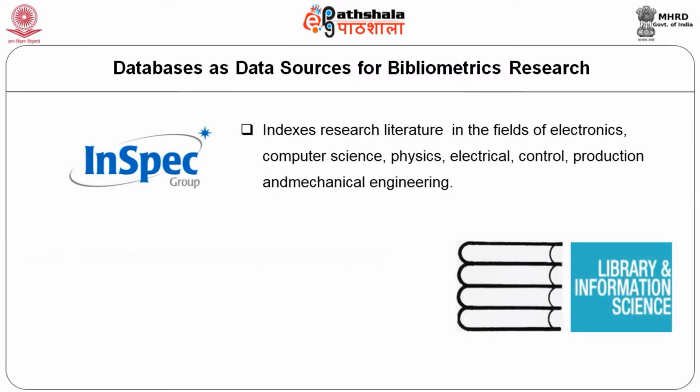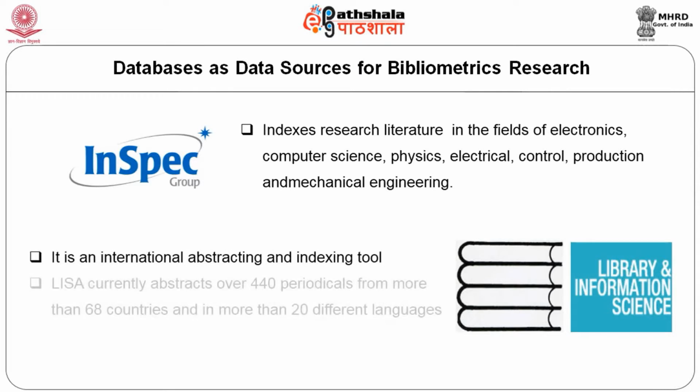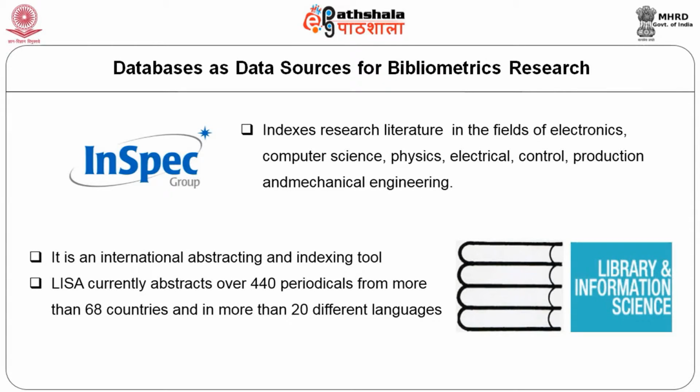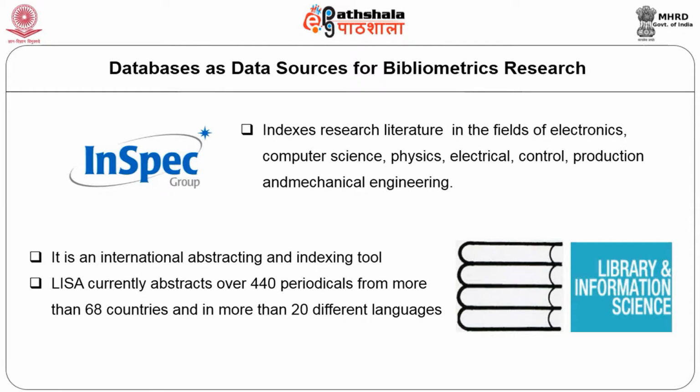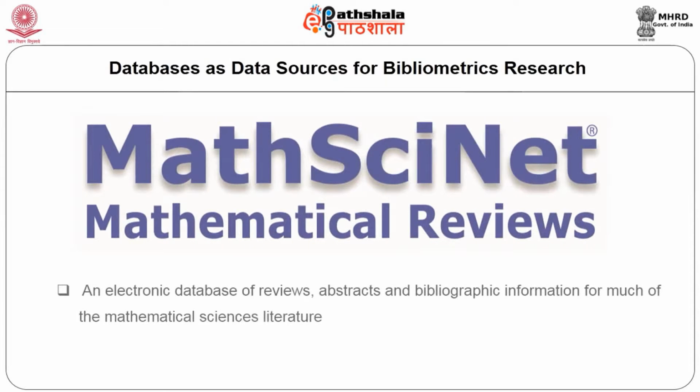Coming to library and information science, we do have LISA, Library and Information Science Abstracts. It is an international abstracting and indexing tool which you can use as a data source for conducting bibliometric study in the field of library and information science. Similarly, you have different databases in different subject fields. For example, MathSciNet is an electronic database of reviews, abstracts and bibliographic information for mathematical sciences.